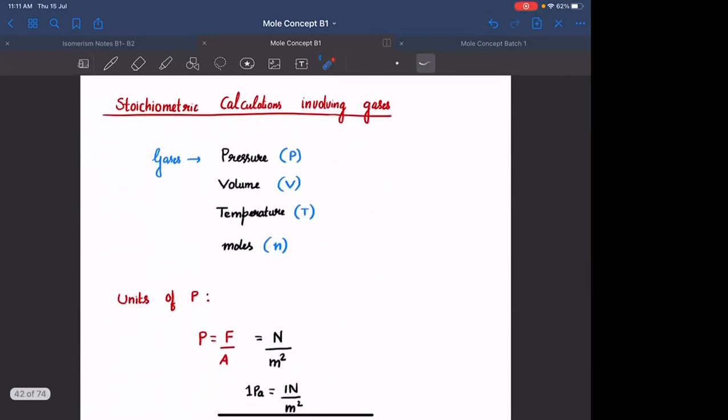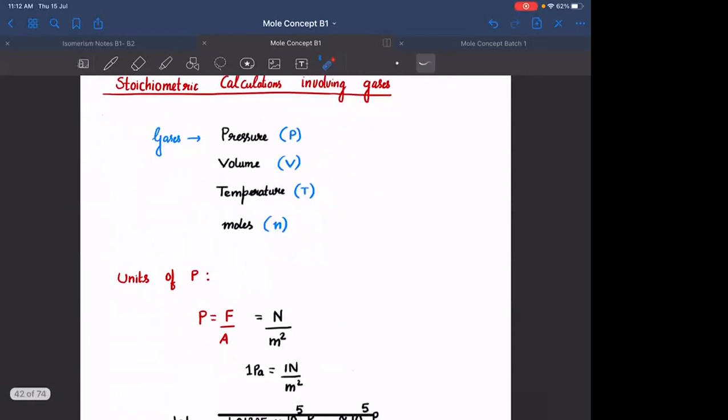Stoichiometric calculations involving gases. We will go into empirical formula and molecular formula after this. Whenever you have a gas, in general, you will be given information, either the pressure of the gas, the volume, the temperature, or moles. For any gas, we can measure these parameters: pressure, volume, temperature, and number of moles.